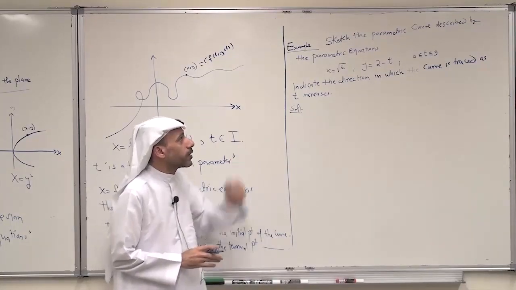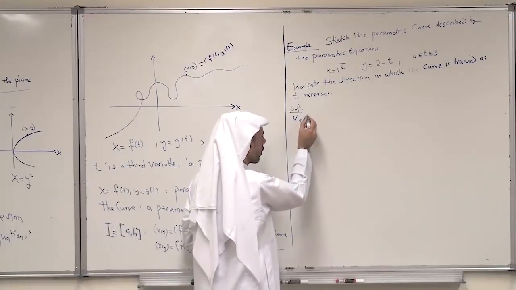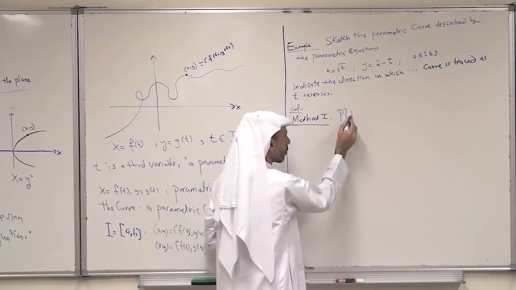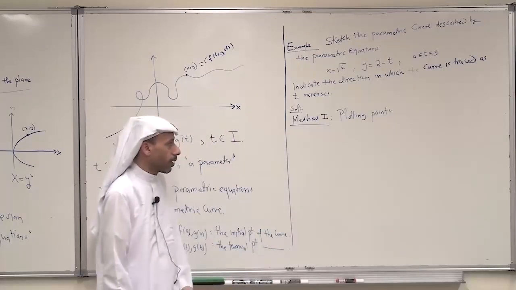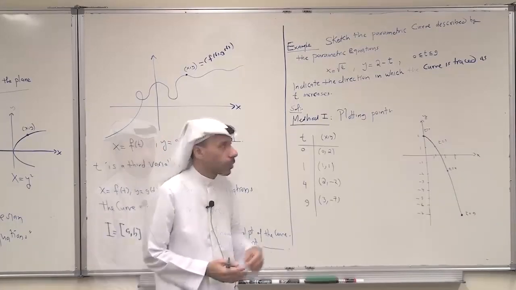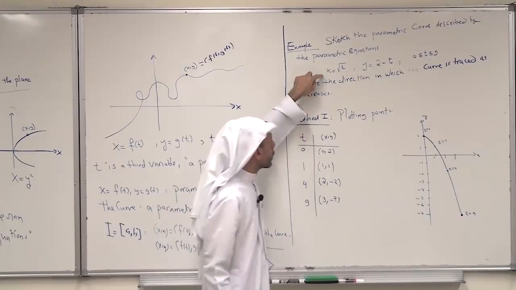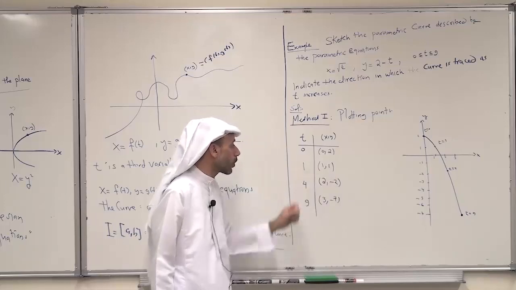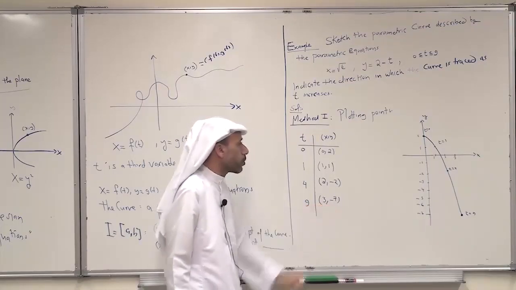To solve this example, to sketch this parametric curve, in fact, there are two methods. Method one is by plotting points. Let's try some values of t, and see the corresponding values of x and y. When t equals 0, substitute in x and y, you get the point 0, 2. When t equals 1, we get the point 1, 1. When t equals 4, we get the point 2, minus 2. And when we put t equals 9, we get 3, minus 7.